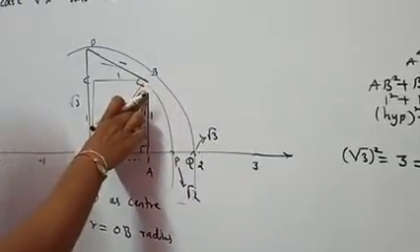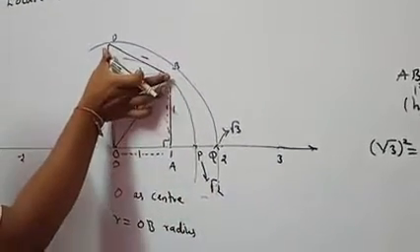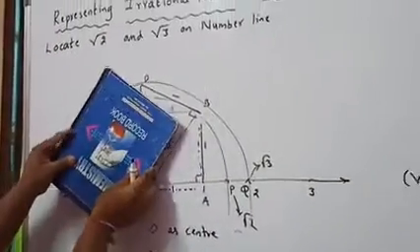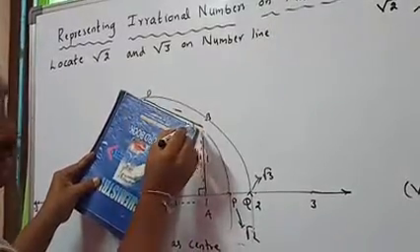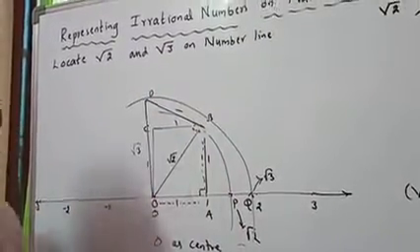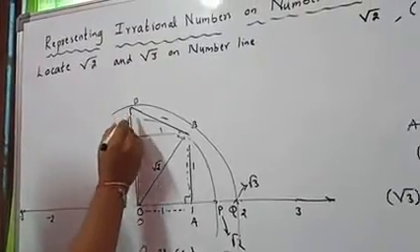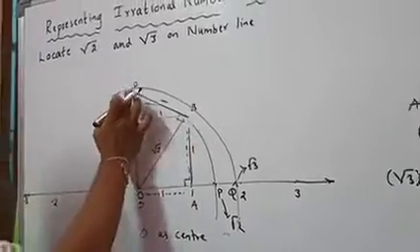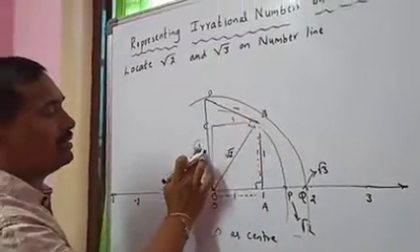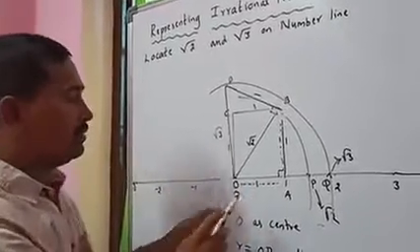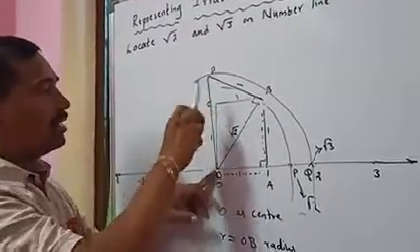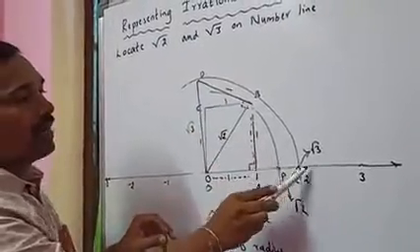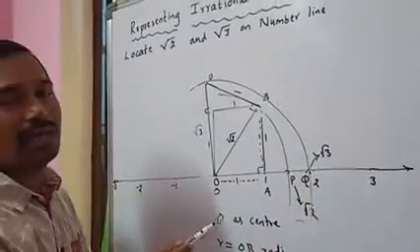OB is the base. Take 1 unit length and draw a perpendicular of 1 unit length at this point. Then join OD. This is the right angle triangle OBD, with root 2, 1 unit, and this is root 3. Again the same: take O as center and OD as radius, draw an arc. That arc meets the number line at Q. This Q represents root 3 on a number line.